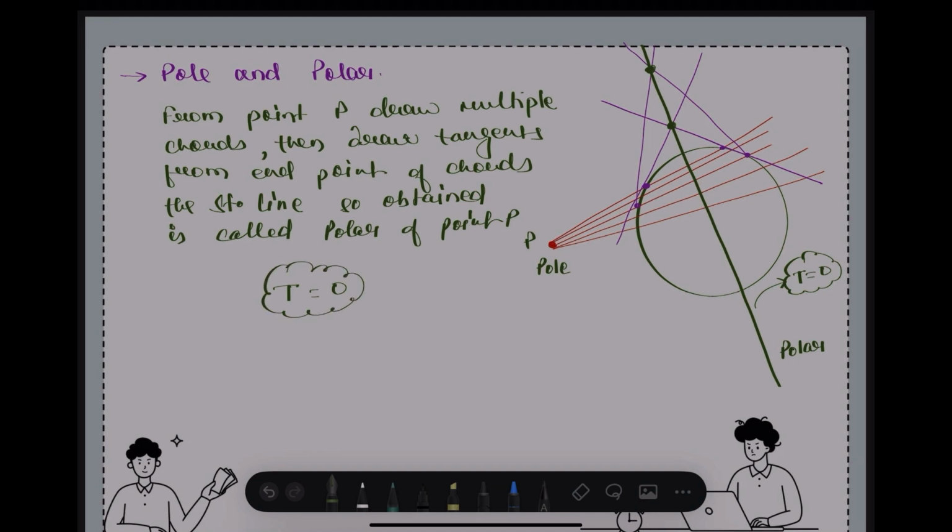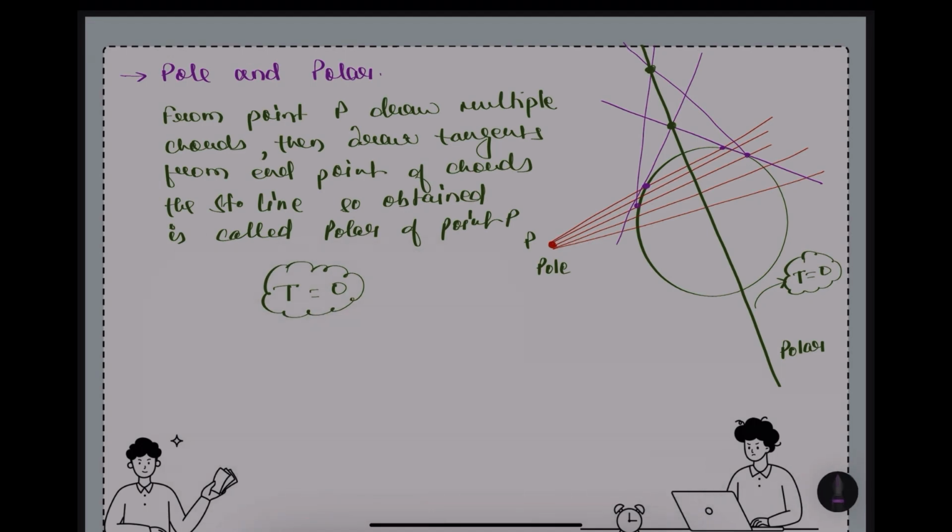Okay, so suppose in this scenario you got a point and they are asking you to find out the polar. So what you will do, you will write T equals to 0. Now look at this scenario. Suppose they have provided you the polar and now they are asking you to find the pole. Okay, so the polar is given. Now find the pole. Okay, so how will we manage this situation?